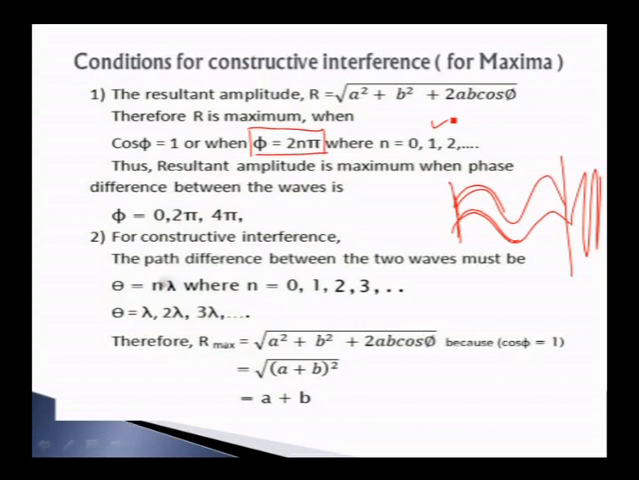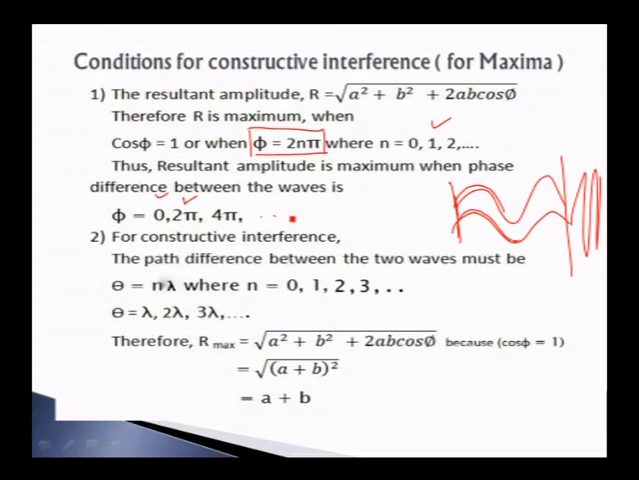The second is, if n is equal to 1, again phi you get 2 pi, and 2 pi corresponds to 360 degrees, right. Even when they are at 360 degrees, this phenomenon will take place. So even when the phase difference is 0, constructive interference will take place. Even when the phase difference is 2 pi, this will take place, and 4 pi and so on, this continues.